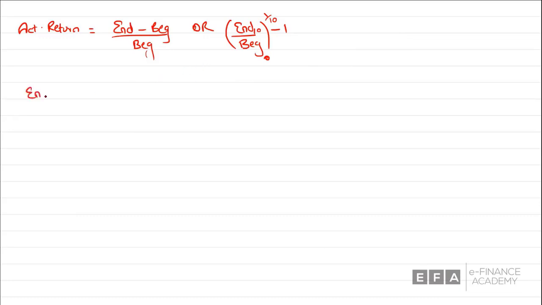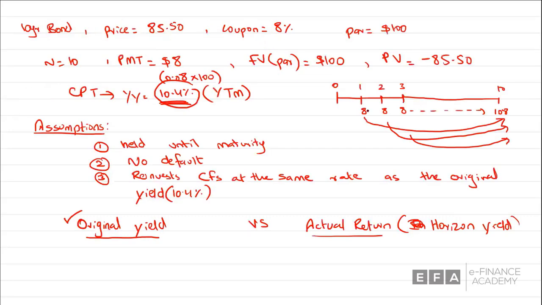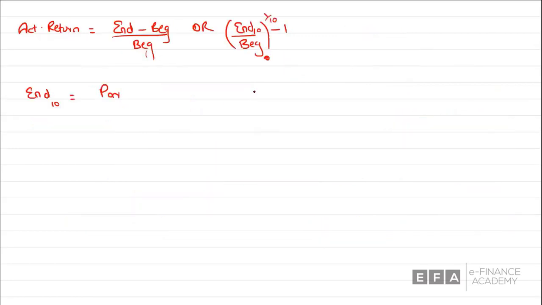As a long-term investor, if you're holding until the 10th year, your ending value would be what you actually get after 10 years. And this would be the par value, because you're getting par by the end of the 10th year. And what do you do with your cash flows, which are coupons? Of course, you reinvest them. And that's what we said. You're going to reinvest them until the end of the 10th year, until the end of your investment horizon.